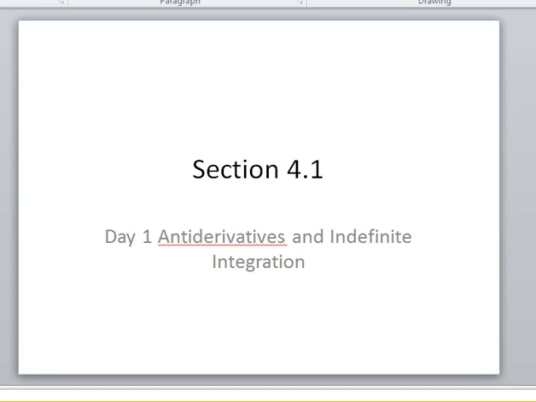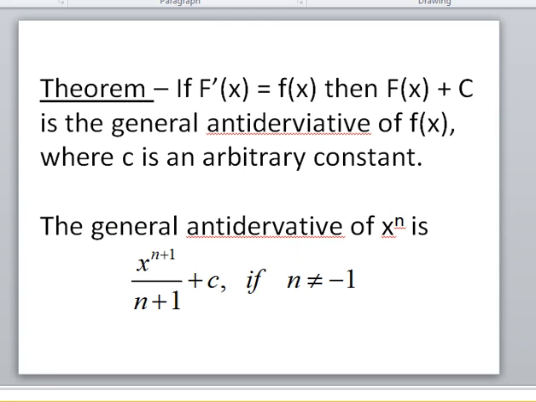Alright, we're getting ready to start the second largest topic in Calculus 1, and that is antiderivatives and integrals. What we've been doing is taking the derivative, and what we're going to be doing is the reverse of that. Given the derivative, we're going to find the original function, known as the antiderivative. Integration and antiderivatives use the same rules.